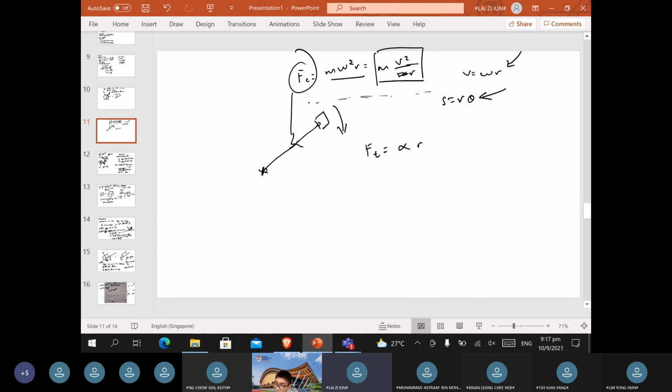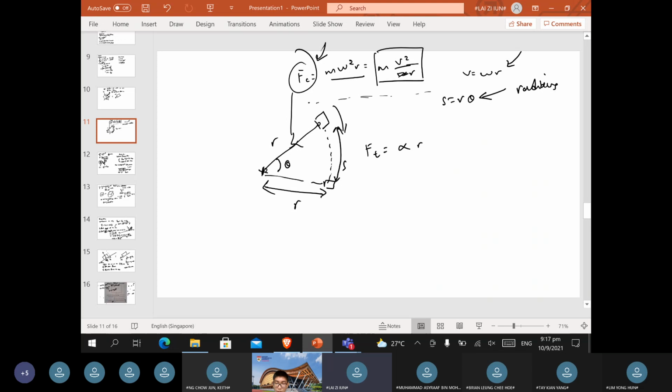So this one just means the distance travelled, let's say from here to here. This s is the same as the radius times this angle, where this is the radius. Just a gentle note that this theta should be in radians. Okay, so that is centrifugal acceleration.